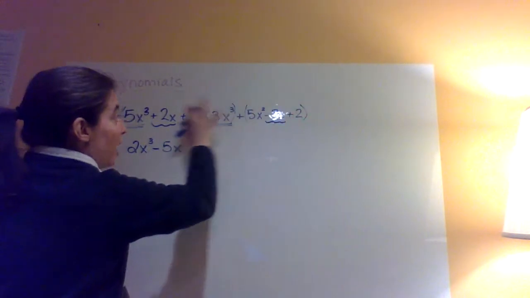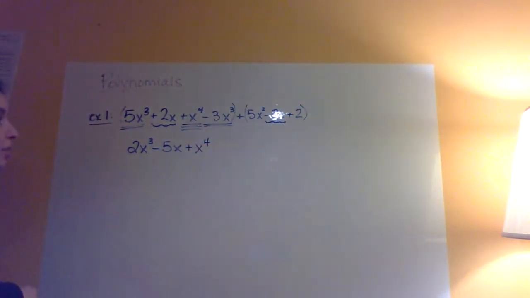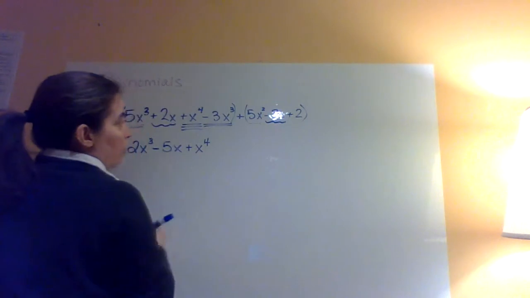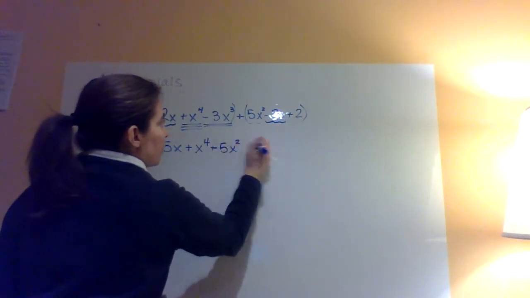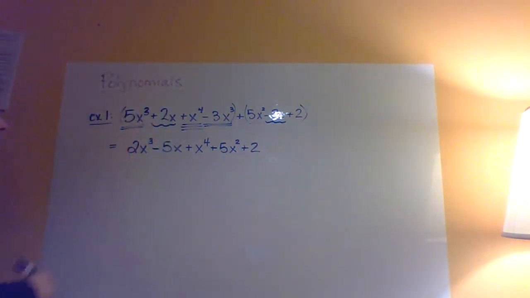I don't have any other x to the 4th, so there's nothing else to add to it, so I just have that x to the 4th. Here I have a 5x squared. There's no other x squared term. And finally, I have a plus 2. So I've combined all my like terms here. I still have 5 terms in my answer because a lot of those didn't combine with anything else.